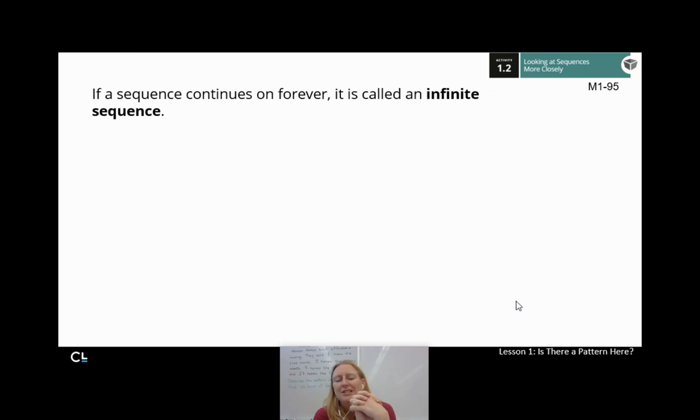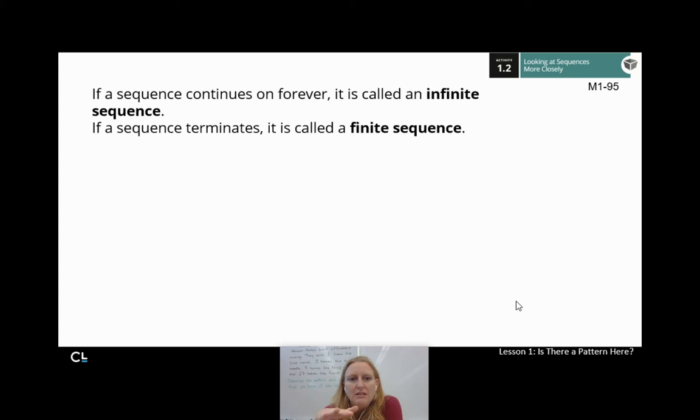And this brings us to a couple of more terms. So we have 2 more terms here for you guys. If a sequence continues on forever, it's called an infinite sequence. We can divide by 4 forever and ever and ever. It's an infinite sequence.